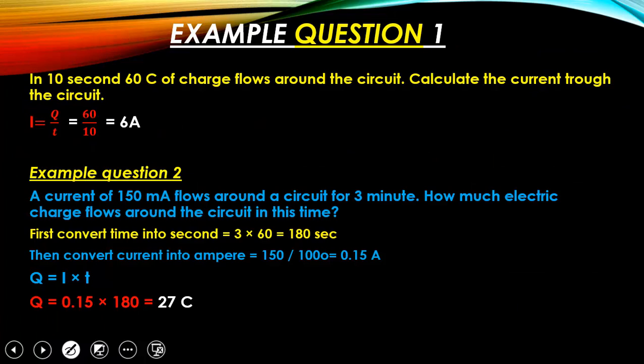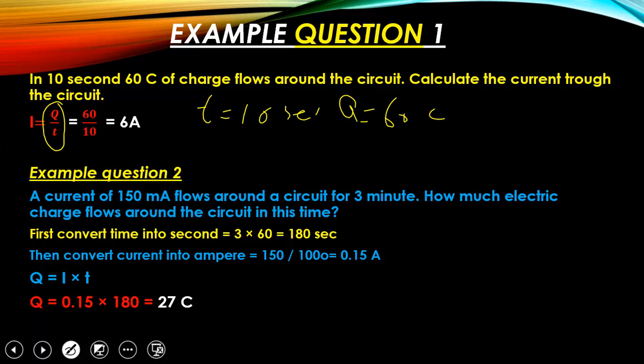Example: in 10 seconds, 60 coulombs of charge flow around the circuit. Calculate the current through the circuit. This means that time equals 10 seconds, and the quantity of electricity Q equals 60 coulombs. So the electric current intensity I equals Q over T. Q equals 60, time equals 10, so we divide 60 by 10, which equals 6 amperes.